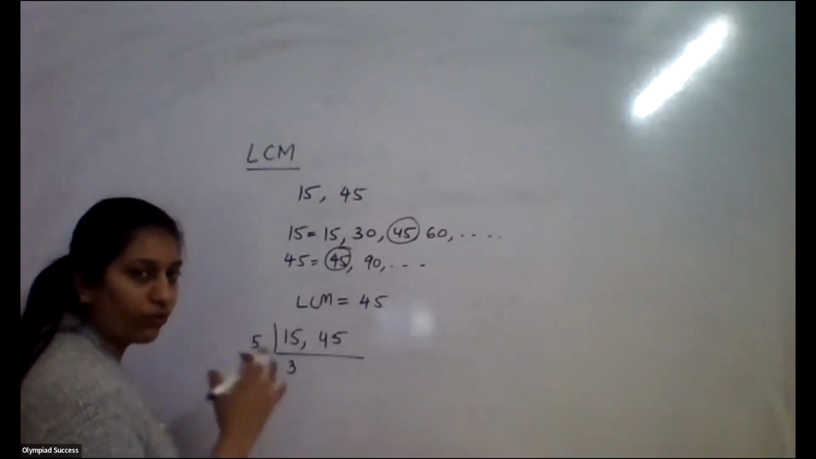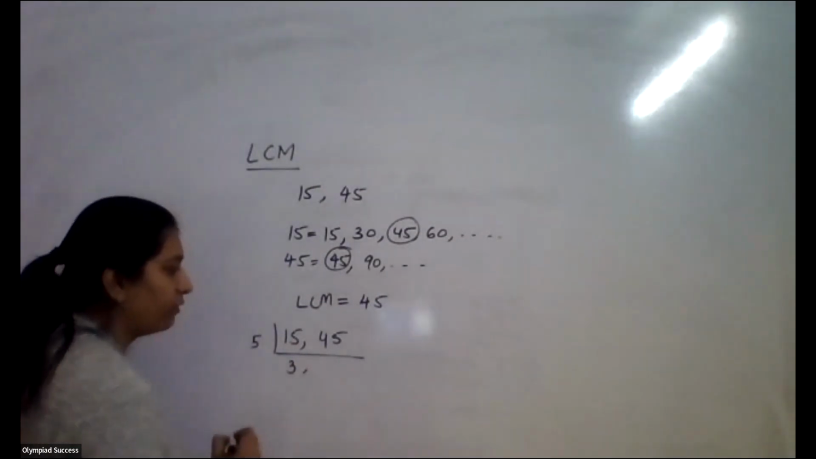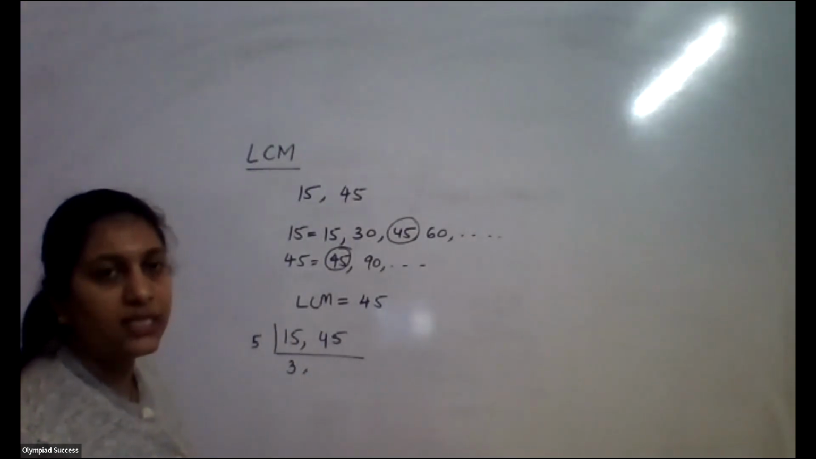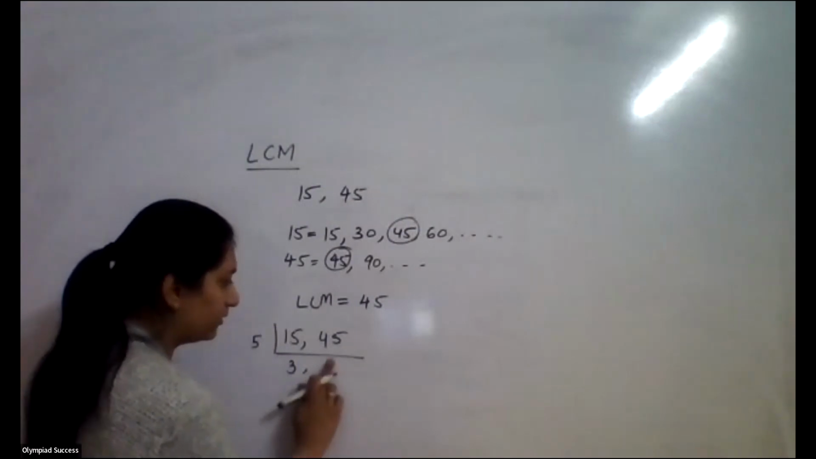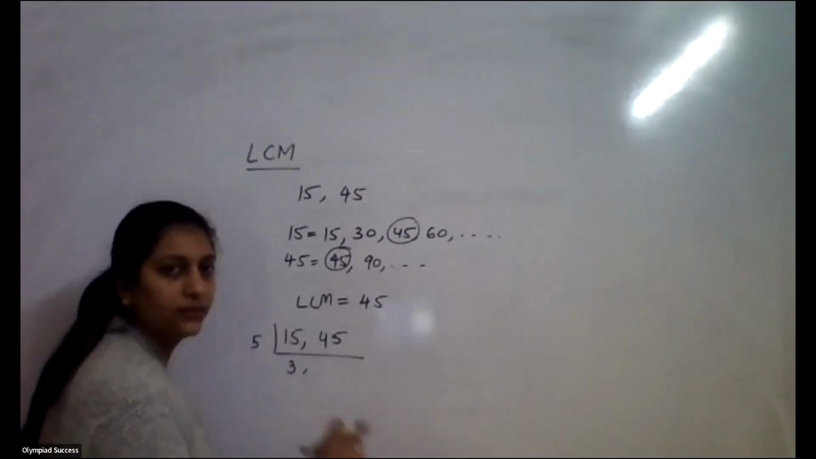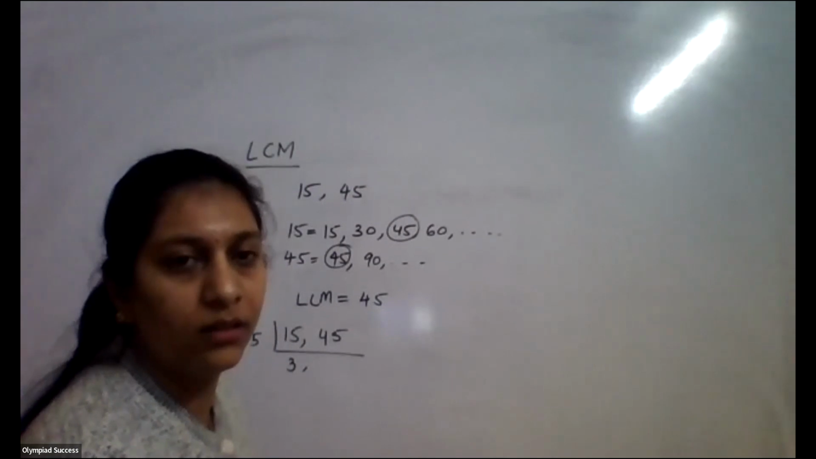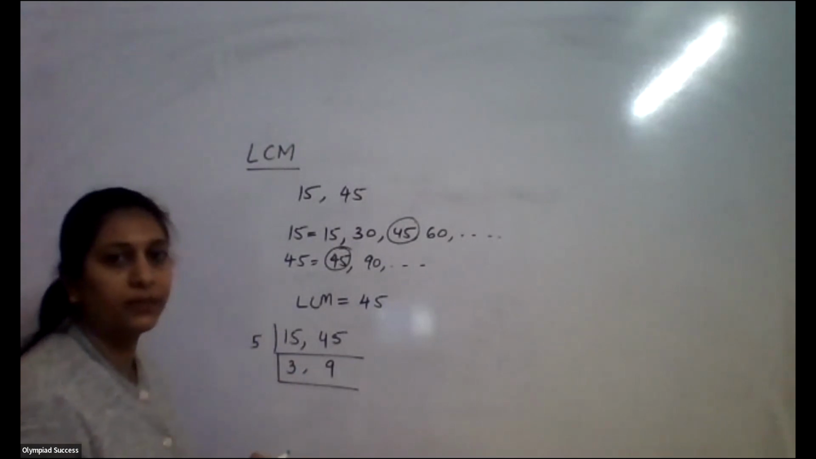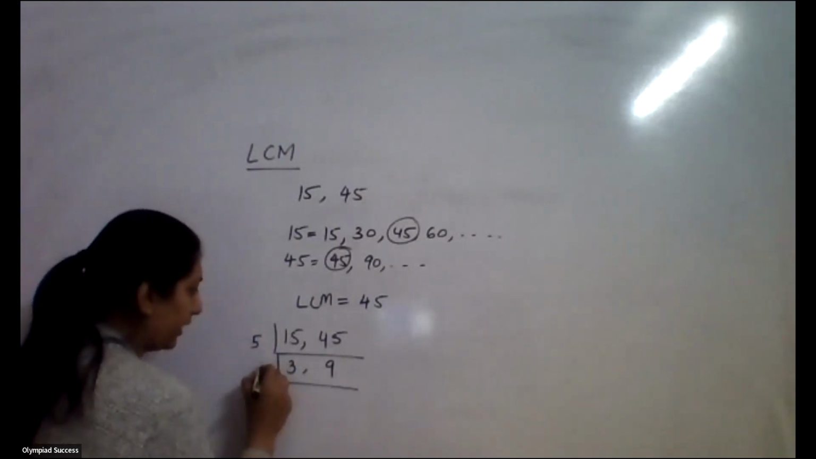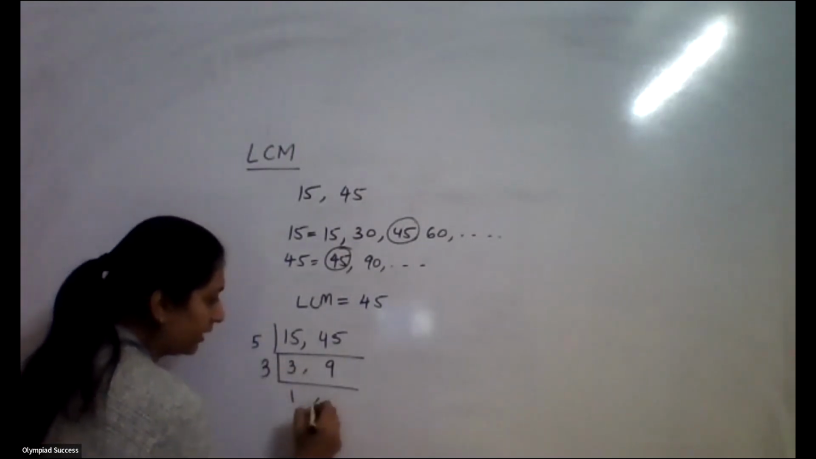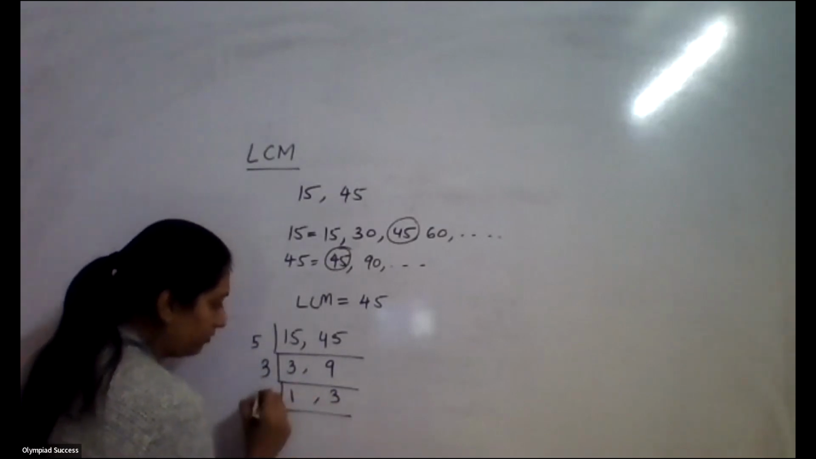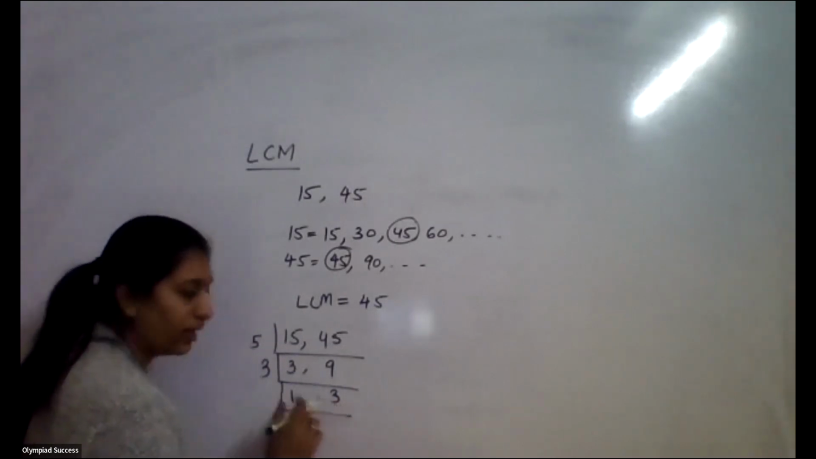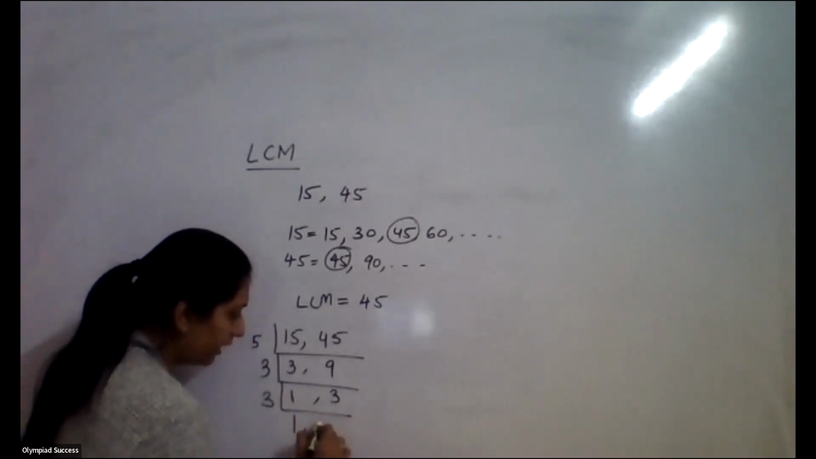45 divided by 5, what will I get here? What will I write here? Correct, 9. 5 nines are 45. Now both the numbers are divisible by which number? 3. So 3 ones are 3, 3 threes are 9. Now 1, because I already got 1, so I don't need to pay attention here. I will see 3. 3 is divisible by 3, 1 and 1.